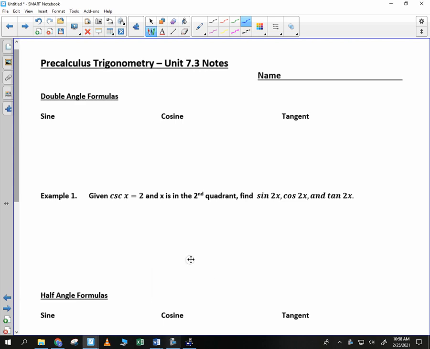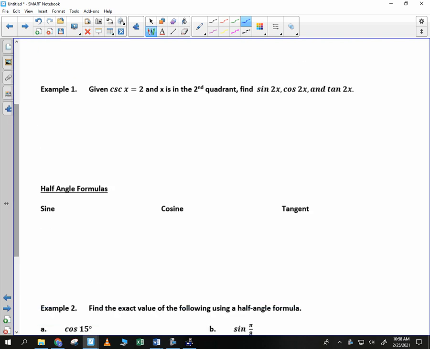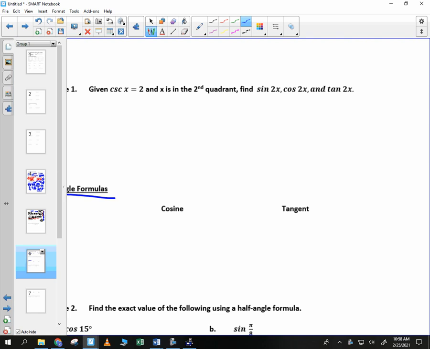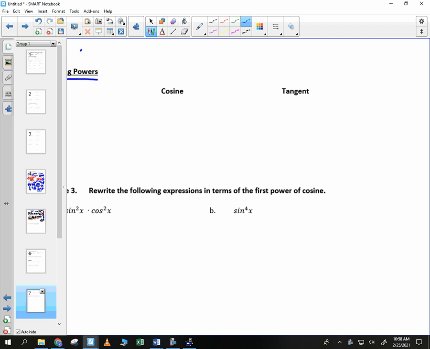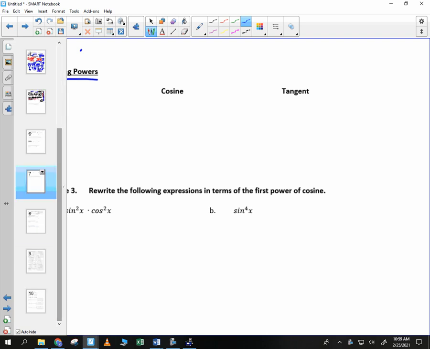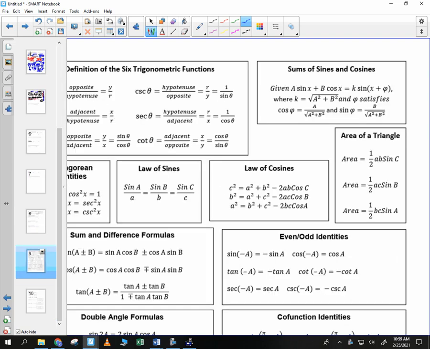Hi there, College Trig. We have some other types of formulas in 7.3. We have double angle formulas. We have half angle formulas. And then we're going to have something called power reducing formulas. And those are pieces we're ready to look at. Just to let you know where we are on our chart as we consider this grouping back here.